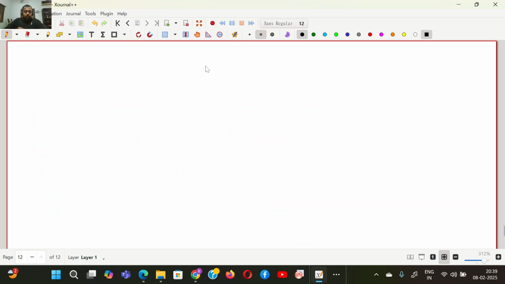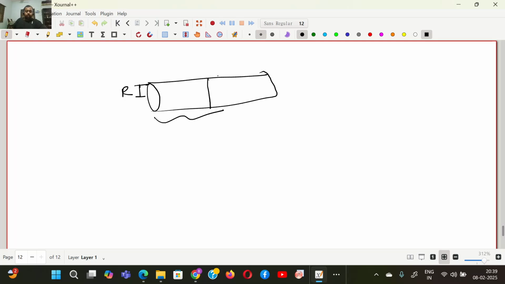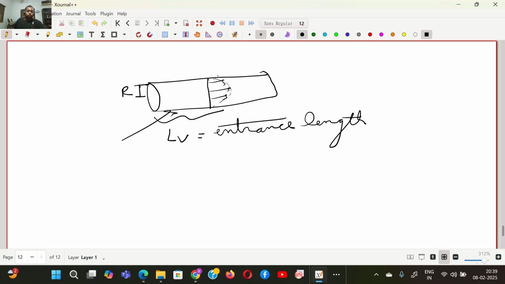Typically, say some tube is here through which some liquid is flowing. This radius is r. Only after some length, which is known as the entrance length, you get the typical velocity profile, like this. So basically, the boundary layers are merging in this zone.